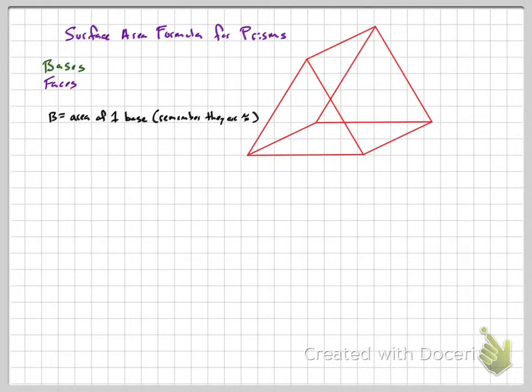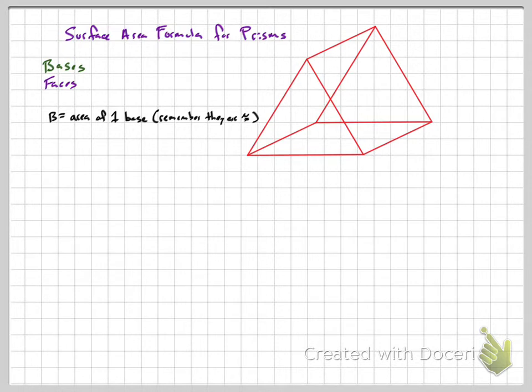Our formula for surface area is going to have 3 variables: a B, a P, and an H. The capital B stands for the area of one of the bases. This is the tricky part: sometimes the variable stands for a formula, like the area formula, and sometimes it stands for just a length. So it's really important that you have a note card or a piece of paper with all this information, because it'll make taking your test go a lot smoother.